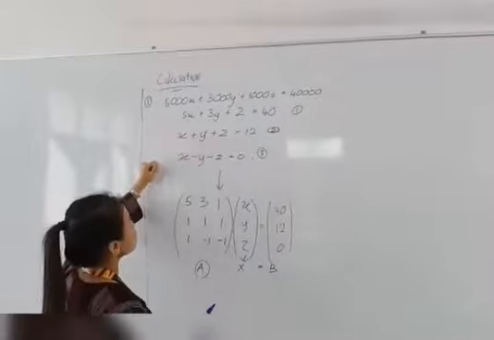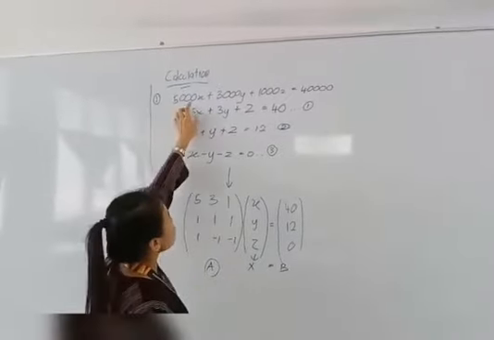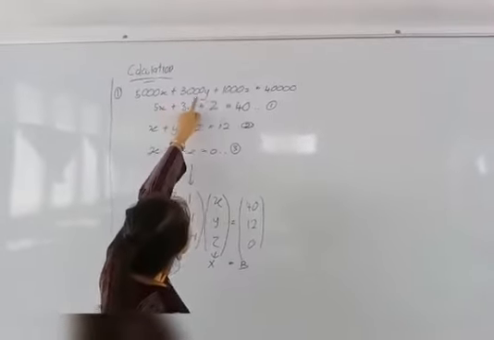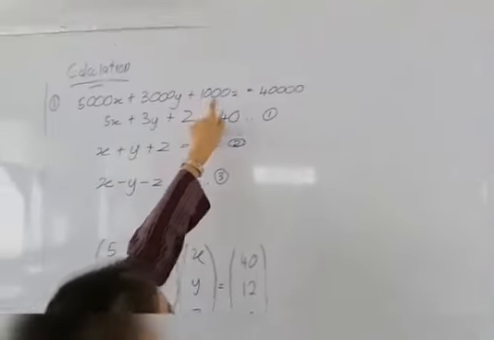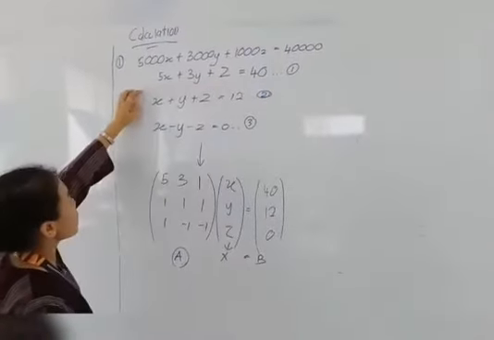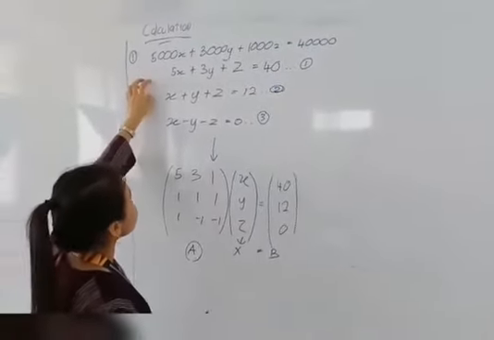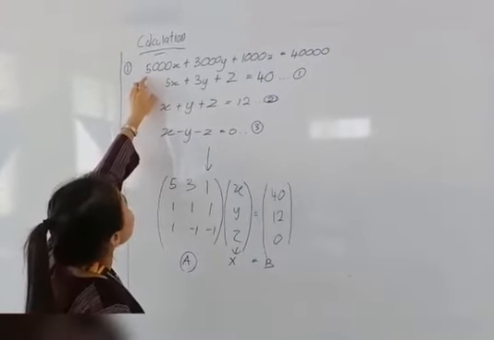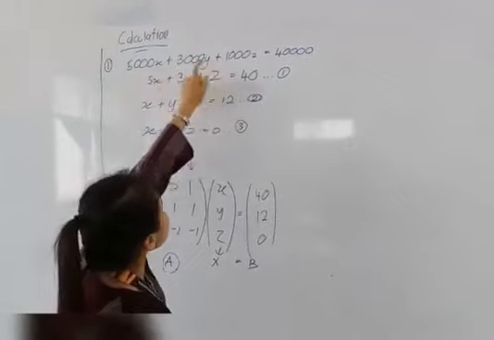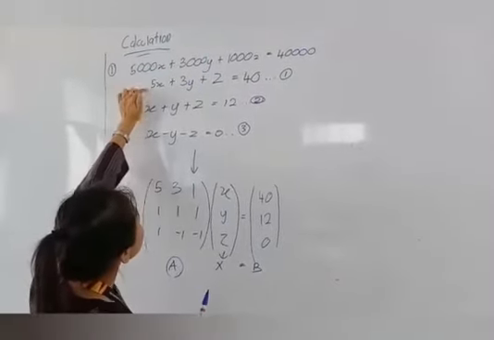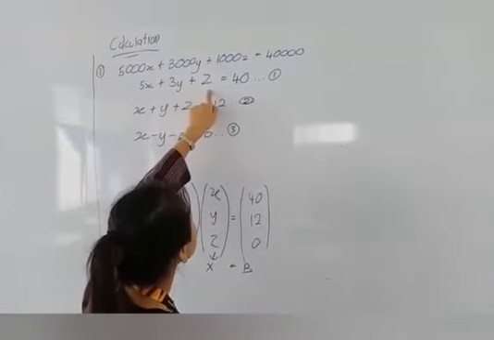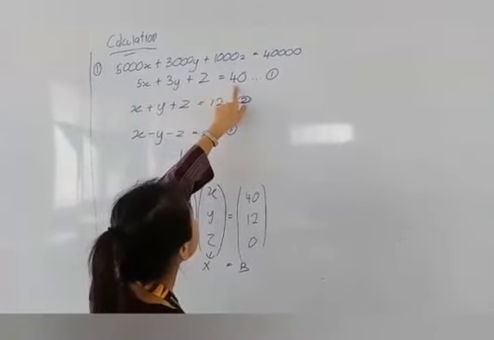From the information given, we get this equation: 5,000x plus 3,000y plus 1,000z is equal to 40,000. To make the calculation easier, we simplify it by dividing each value by 1,000. After we simplify, it is 5x plus 3y plus z equal to 40.